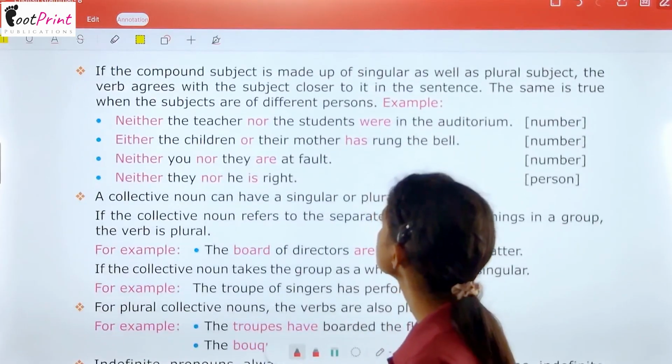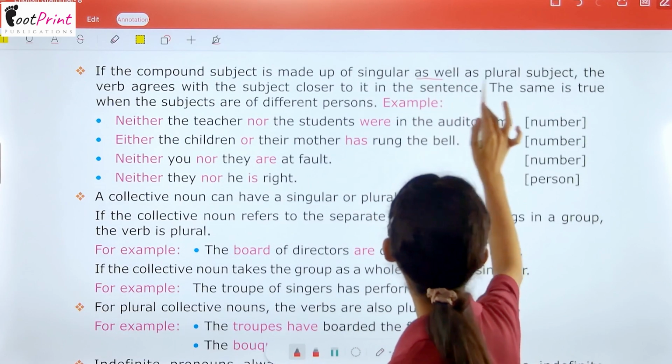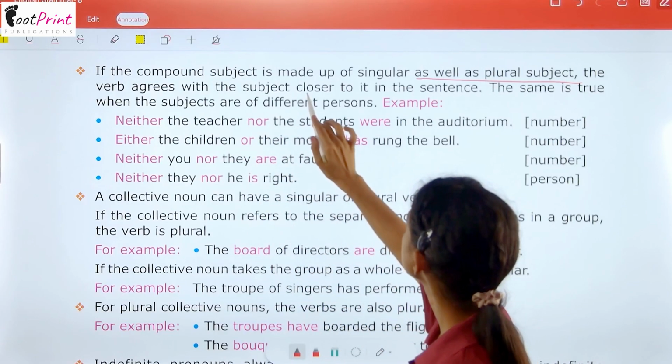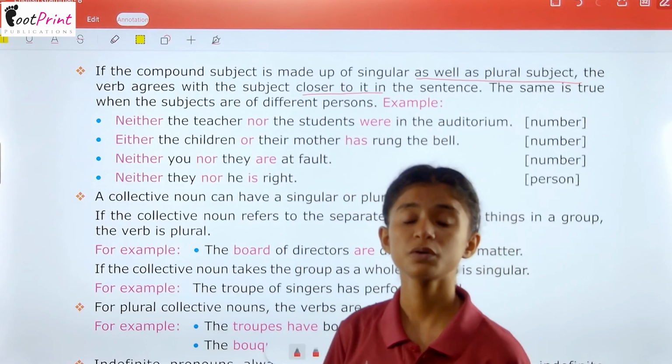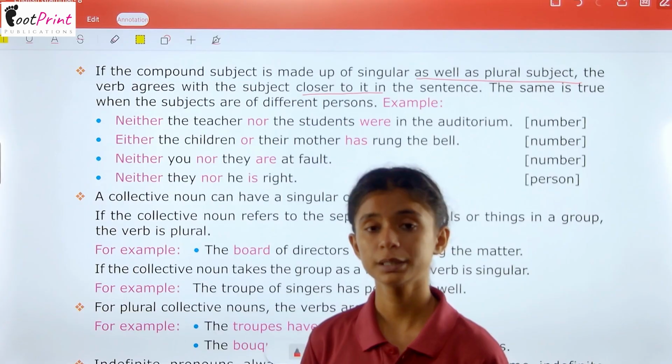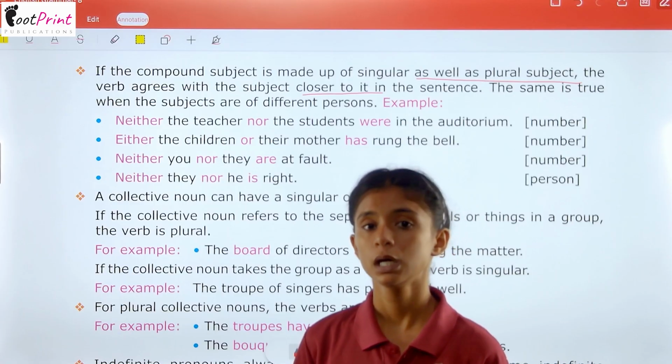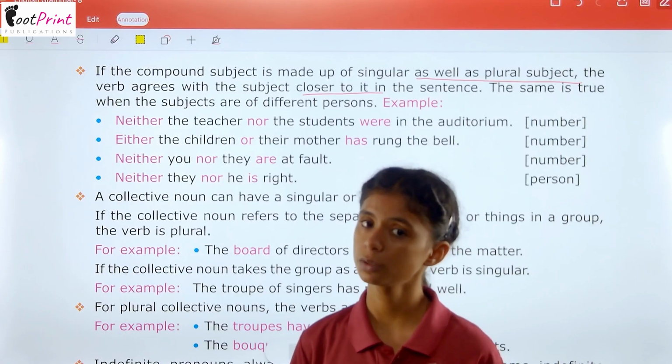If the compound subject is made up of singular as well as plural subjects, one is singular, one is plural, the verb agrees with the subject closer to it. Okay, so the one closer to the verb, it will agree according to that. If it is a singular subject close to the verb, the verb will be singular. If it's plural, the verb will be plural.